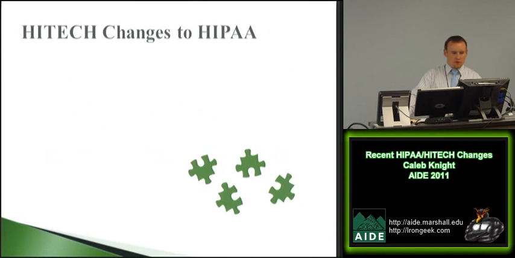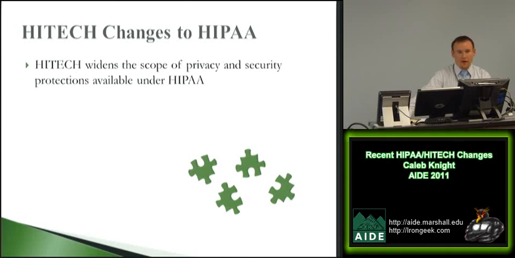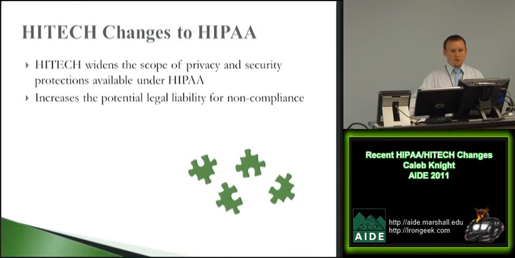So we're going to talk about how the individual pieces fit together and how HITECH actually changed HIPAA. The HITECH Act widens the scope of the privacy and security protections under HIPAA. Under HIPAA, the privacy and security rules applied only to covered entities, meaning hospitals, doctors, and whatnot, and then also to their business associates. One of the most important changes under the HITECH Act is that now the HITECH Act and HIPAA generally apply to covered entities, business associates, and also subcontractors. So Congress has expanded the number of persons that are going to be held liable in the event of some sort of disclosure. And you can see it increases the legal liability for noncompliance with the regulations.